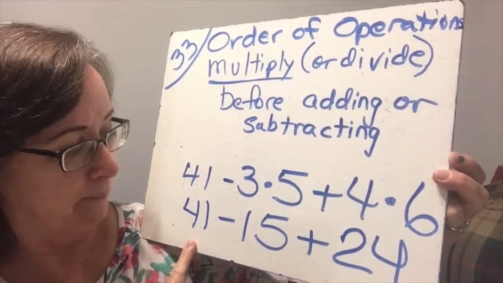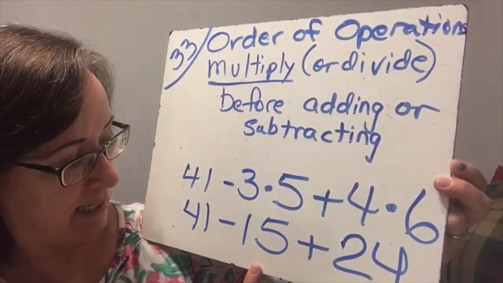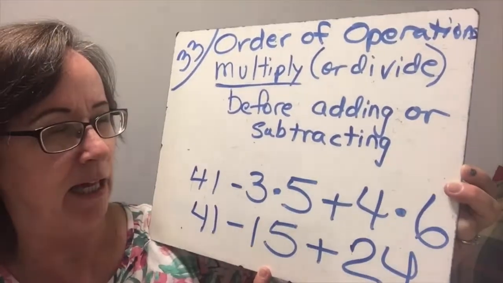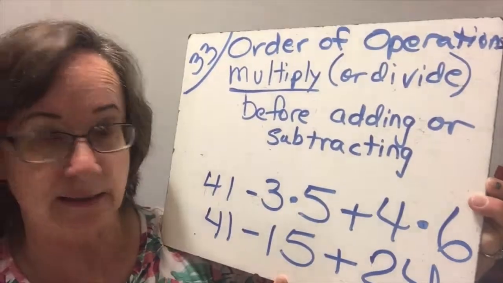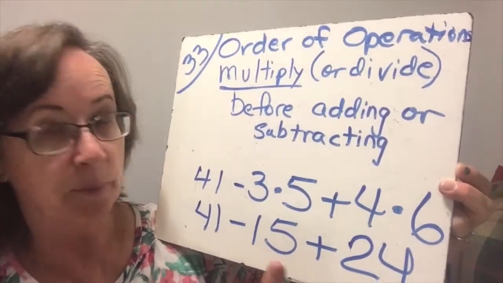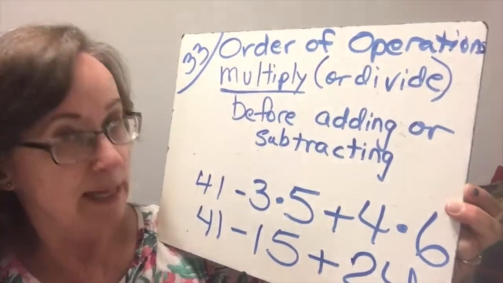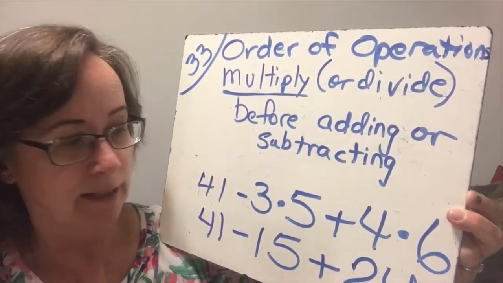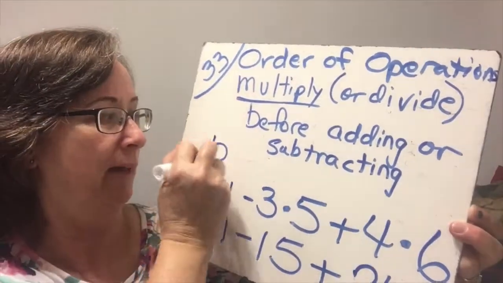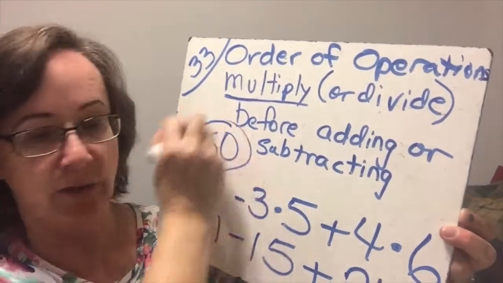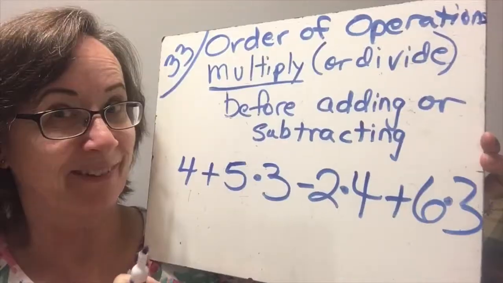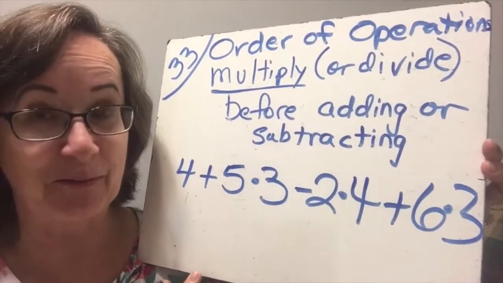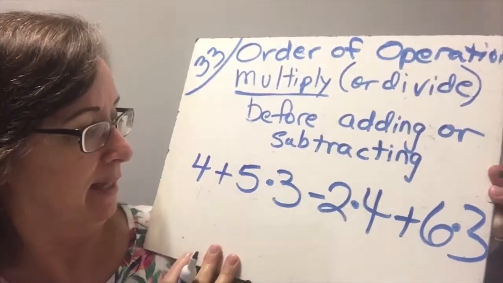So 41, take away 15 is going to be 26. 26 plus 24 is 50. So the answer should be 50. And if you look in your book, the answer is 50. Okay, this is the last example, and then we're going to have some practice problems.